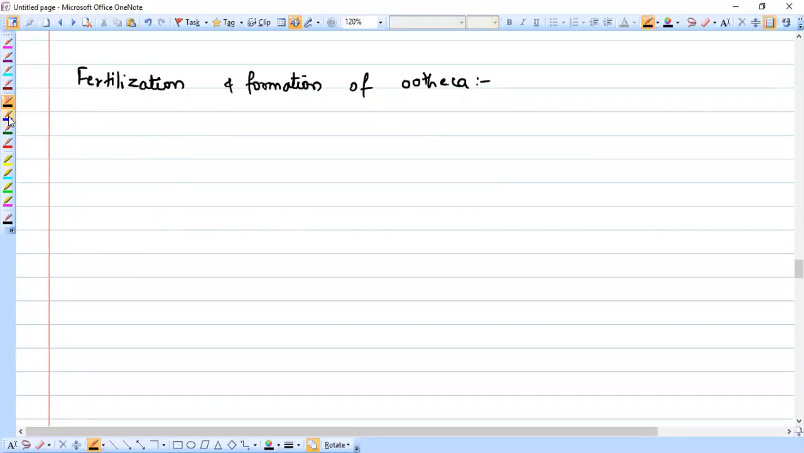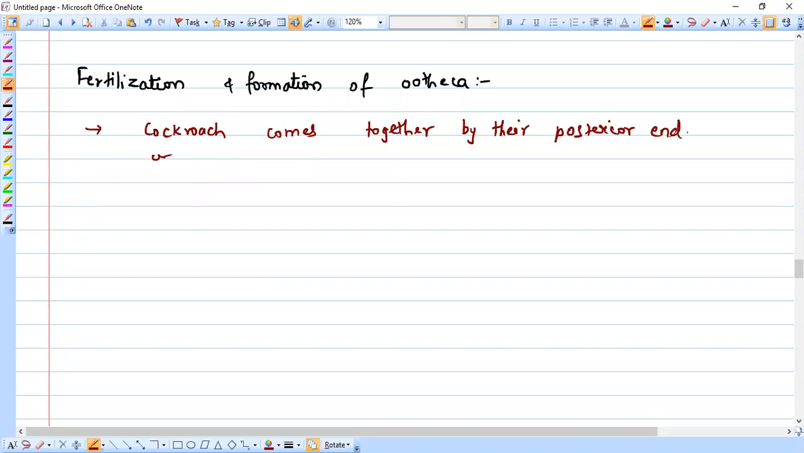So if there is a male cockroach and there is a female cockroach, both will come together by their posterior end. Remember, cockroaches come together by their posterior end. Means they never come face to face, they always come together back to back by their posterior end, with the help of phallomere. Remember, with the help of phallomere, they will attract each other.